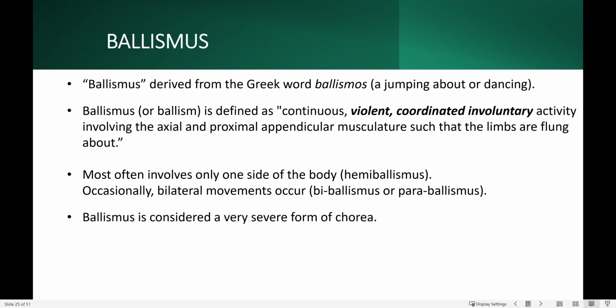On to ballismus. It's derived from the Greek word ballismos, which means jumping about or dancing. Ballismus is defined as a continuous, violent, coordinated, involuntary activity involving the axial and proximal muscles, such that the limbs are flung about. Usually it's one-sided and is known as hemiballismus, but occasionally you can get bilateral movements, which is biballismus, or if it's 2 upper limbs or 2 lower limbs, you can refer to it as paraballismus, and can be considered a more severe form of chorea.